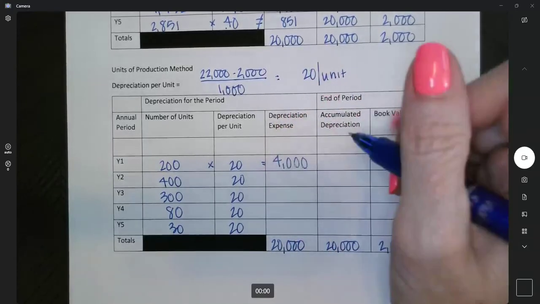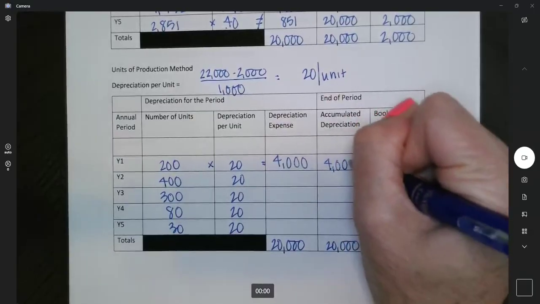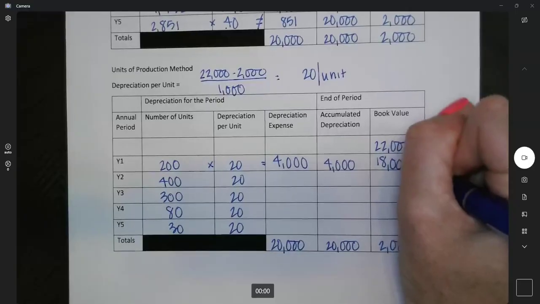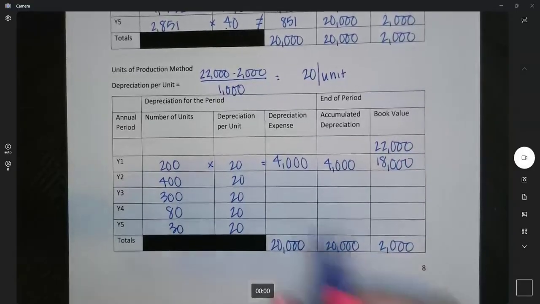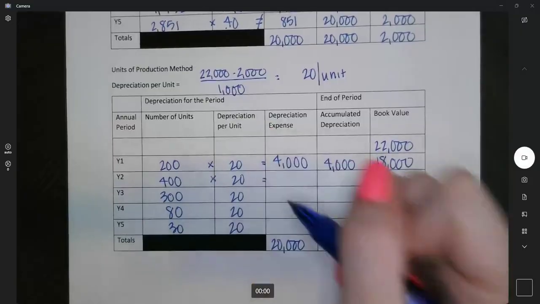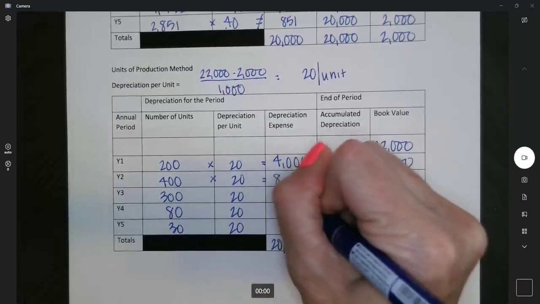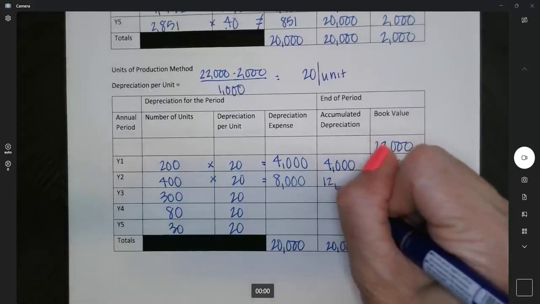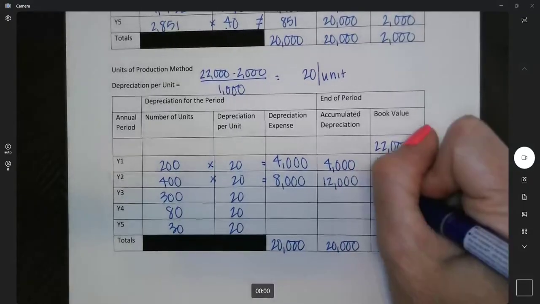Our accumulated depreciation is now 4,000. Our ending book value is now 18,000. In year 2, we'll take 400 times 20. We're going to get 8,000. We add that to our accumulated depreciation. That's now 12,000. Our ending book value is now 10,000.